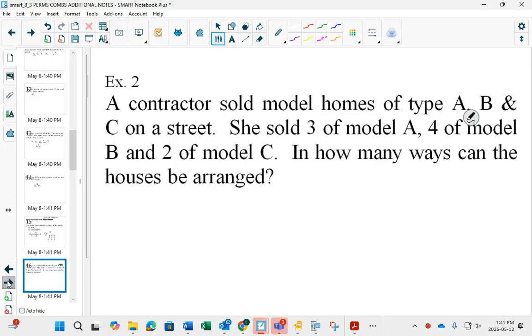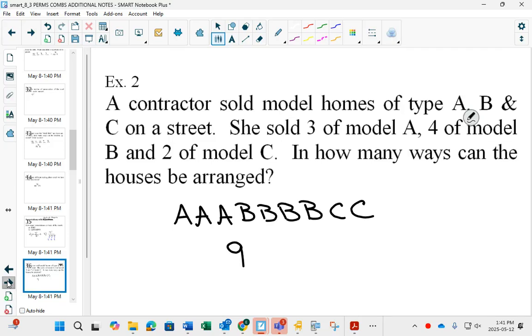How many ways can the houses be arranged? And some of them are identical. So 3 of model A, I can represent those with 3 A's. 4 of model B, and 2 of model C. This is like a Mississippi question. We have identical objects. So normally, if they're all different houses, it'd be 9 factorial, but we have 3 A's, 4 B's, and 2 C's.